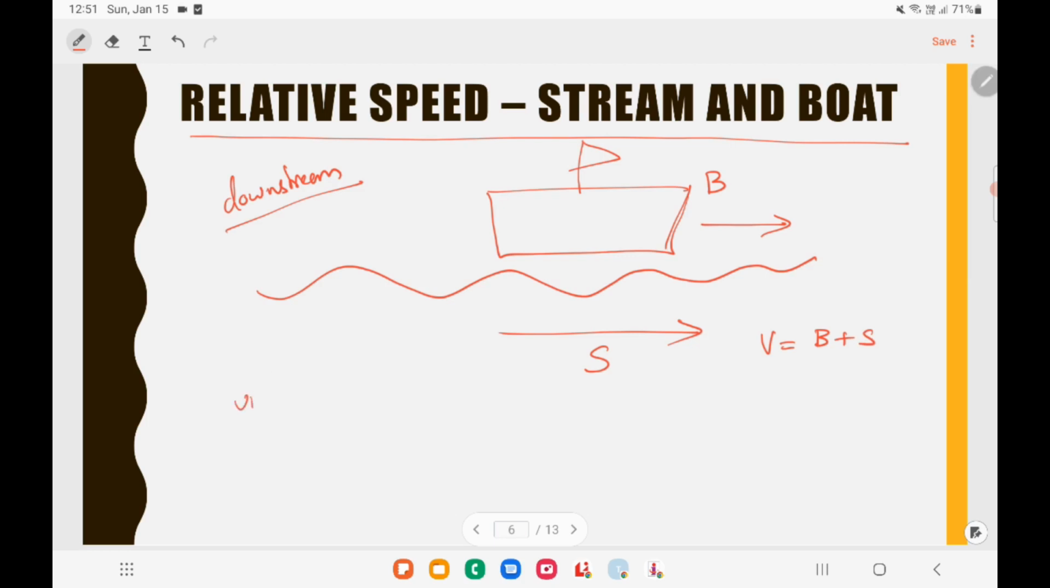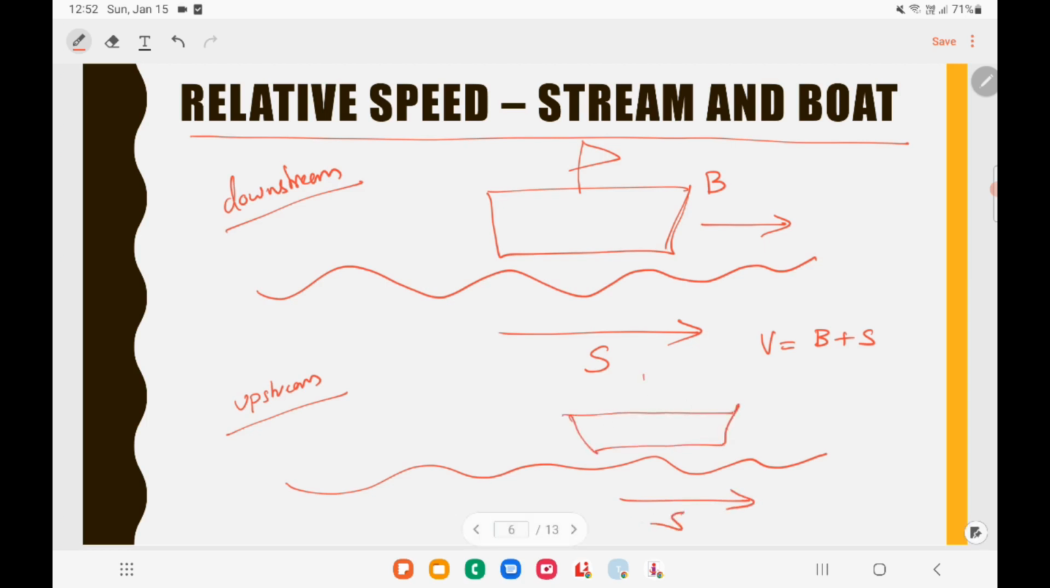And if the boat is moving upstream, if there is a stream or a river like this which is flowing in this direction with velocity s, and there is a boat which is moving in this direction with velocity b, so it is moving against the flow. If a boat is moving against the flow of the river, its velocity will become less. So here you need to take the velocity as b minus s. Okay, so these are the cases, and then everything is same. You just need to take the velocities as b plus s for downstream and b minus s for upstream.